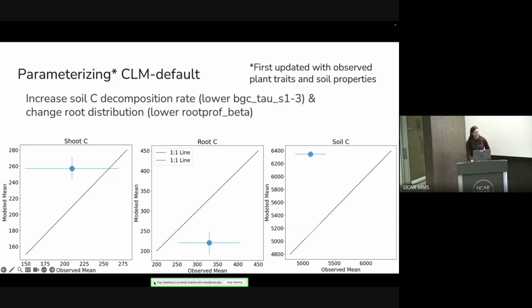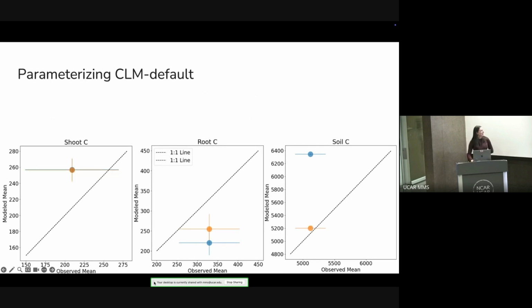When we change the model in that way, we get the orange points. You see that we don't change shoot carbon very much, but we do improve root carbon, and then soil carbon is a lot better. Sorry, that's a 1-to-1 line there. So that's where we're starting from for our global change experiments.